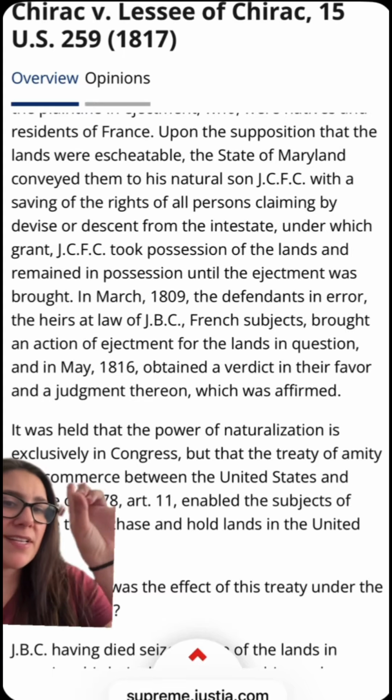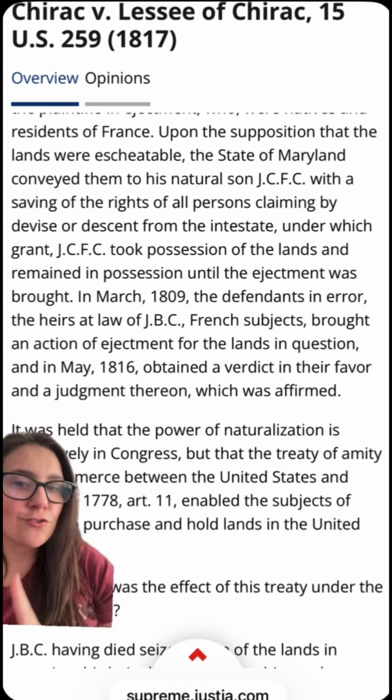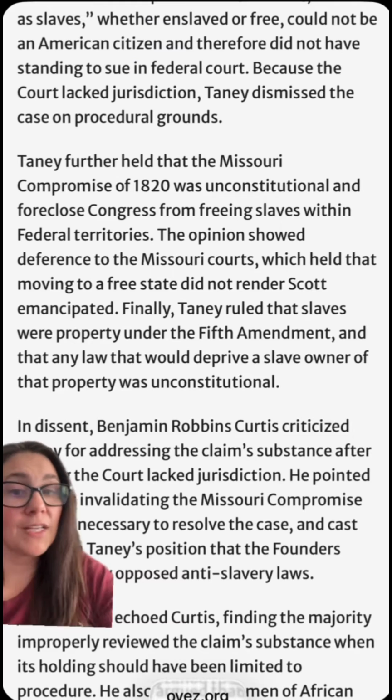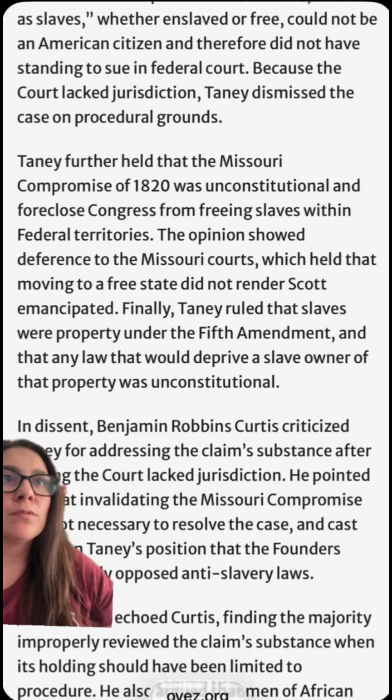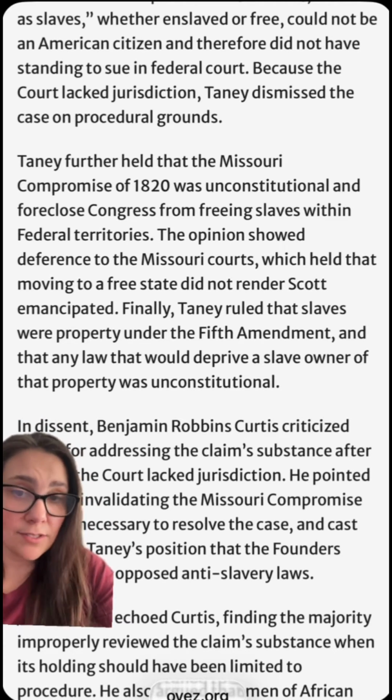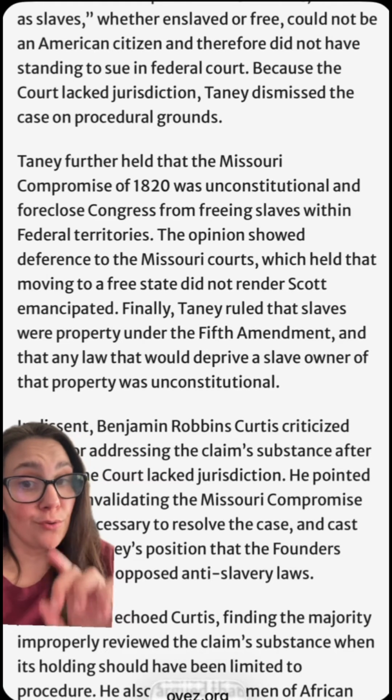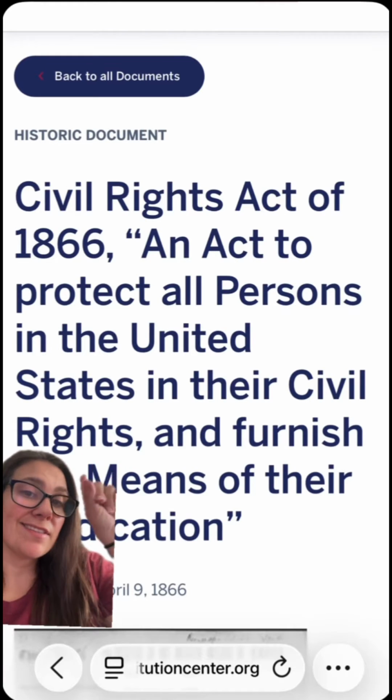Now, there was a case, this case in particular, in 1817, which essentially ruled that the power of naturalization should be exclusively in Congress, which was very interesting because it raised several questions, like the Dred Scott case, which then determined that Black people did not have the right to citizenship, which then prompted Congress to do this. The Civil Rights Act of 1866.